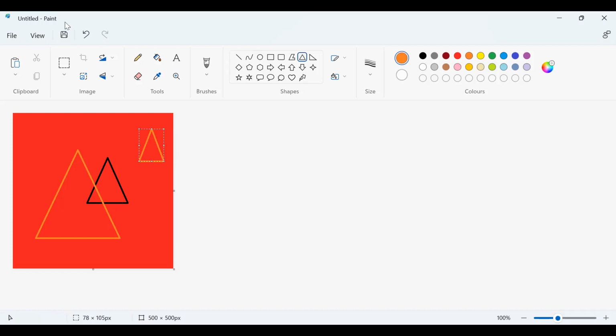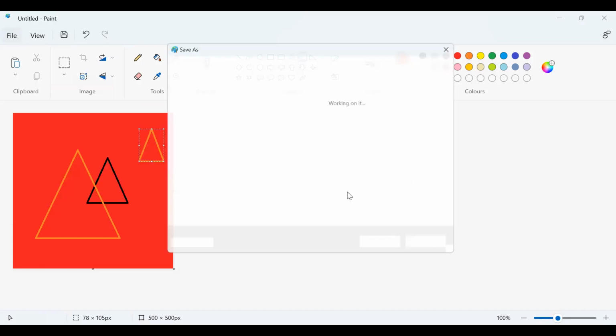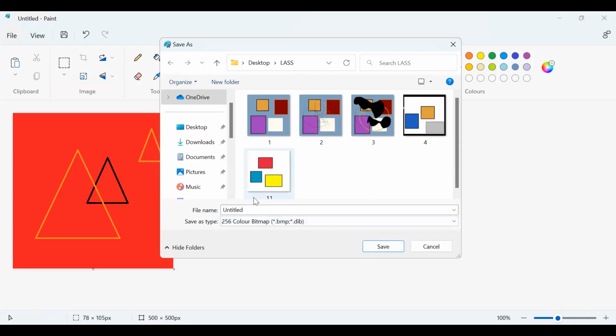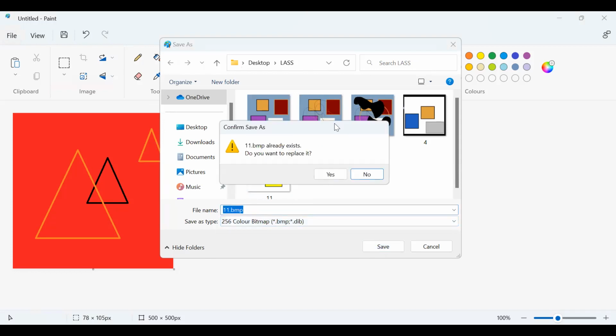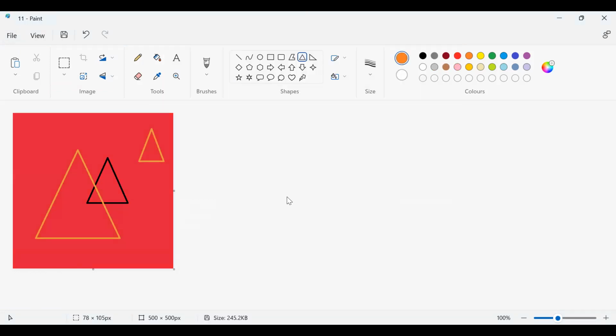Now I will save this as a BMP image, a 256 color bitmap. The name I would give this is 11.bmp. I saved this particular image. Some colors got bad, but anyway, this is my first image. See the size of this image: it's 245.2 KB.